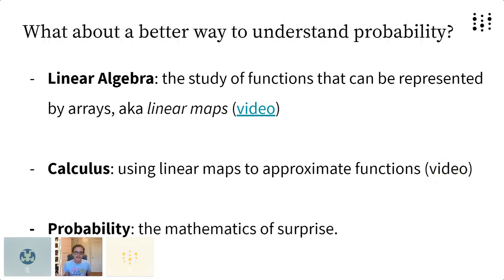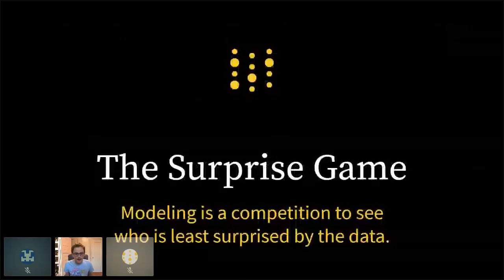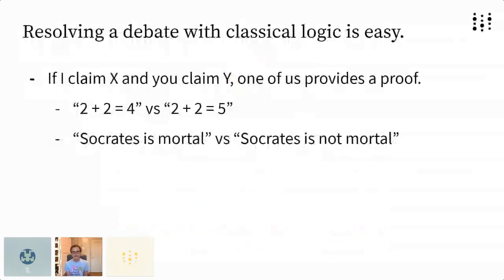If you want something that's a little less poetic and a little bit easier to connect to other stuff, this is basically saying I'm going to go from the information theory perspective on probability rather than the measure theoretic probability or the statistical approach to probability. We're going to get there by thinking about what I call the surprise game, where modeling is a competition to see who can be the least surprised by the data. I'm going to contrast this competition with the way we solve debates in classical logic.